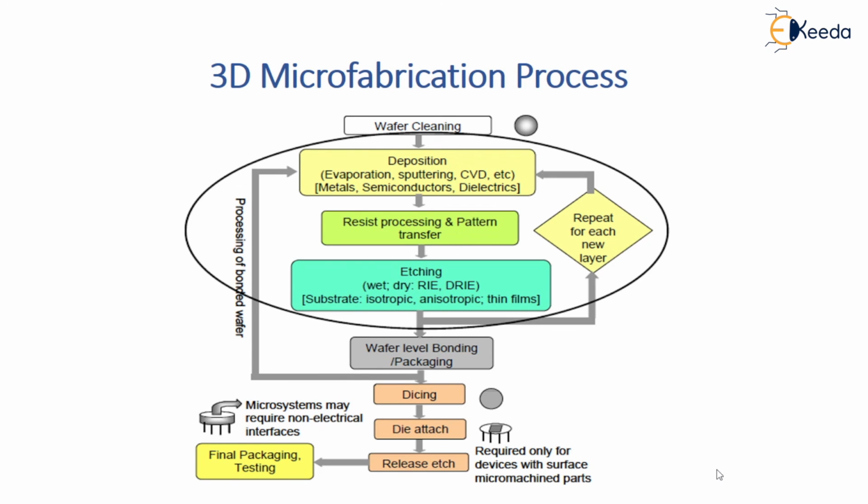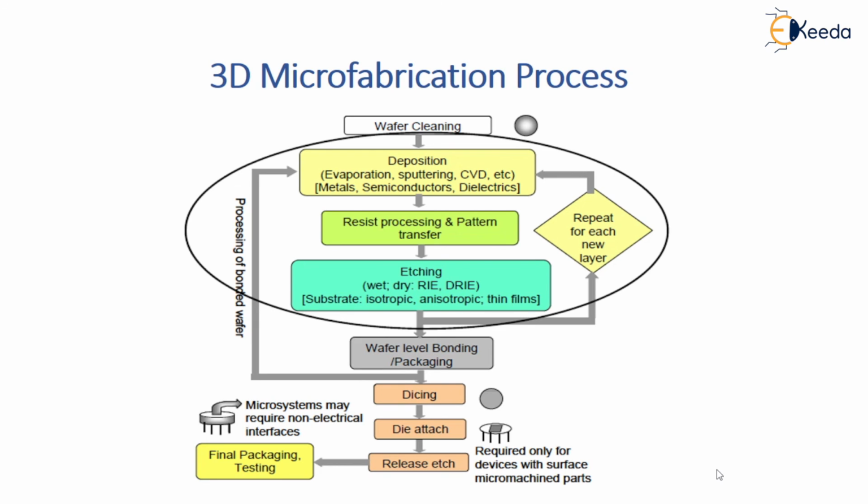So processing of a bonded wafer will again come to the deposition. Then there will be dicing, which is shown in the figure. Then there will be die attach. So that is the attachment, and release. Attach and release is required only for devices with surface micromachined parts. So there is one of the etching parts, or the silicon substrate is mounted on that, and that etching will be released, and then final packaging and testing. Microsystems may require non-electrical interfaces, which is shown in this figure.